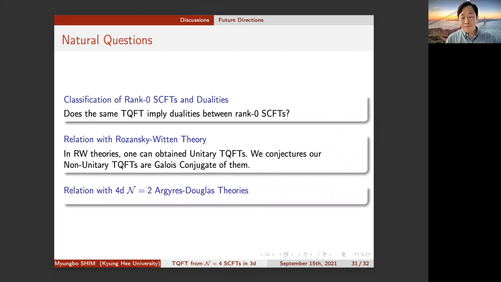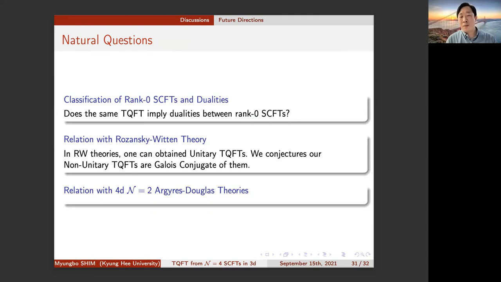I'd like to discuss the natural questions that arose during this project. The first one is classification of rank-0 theories and the duality. What if two different superconformal field theories have the same topological field theory? Does it imply the duality? Our brief answer is seemingly yes, but we need more evidence.